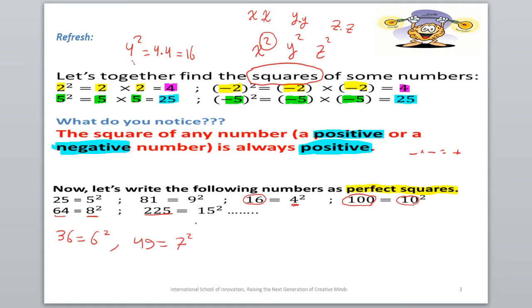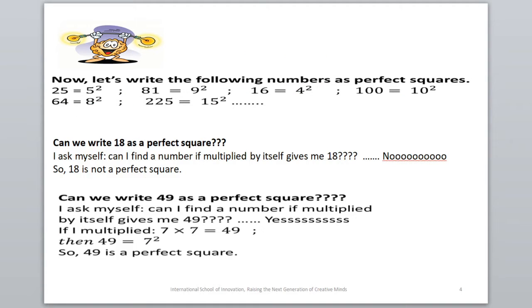I think the first slide is clear. After we wrote all these numbers as perfect squares, can we write 18 as a perfect square? What do we mean? We mean, can you find a number which you square to get 18? Is there a number that if you square it, you get 18? Again, if you multiply it by itself, you get 18. The answer is no. There is no number that when you square it, you get 18. So 18 is not a perfect square.